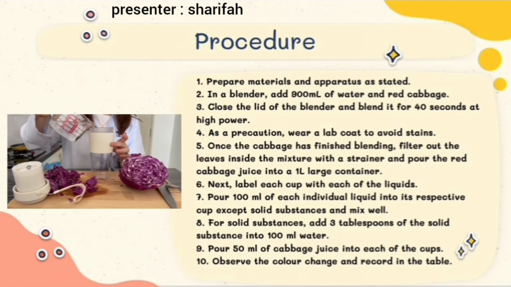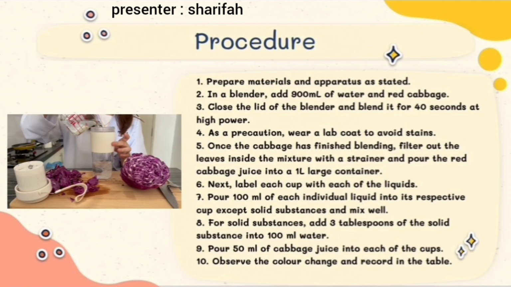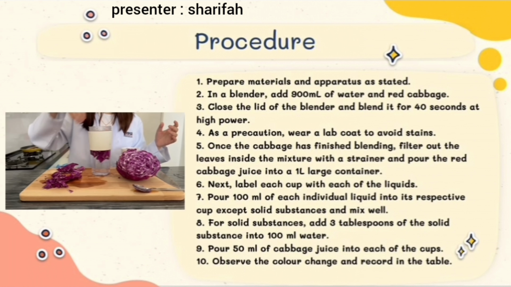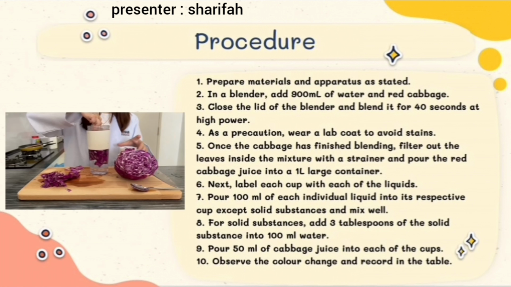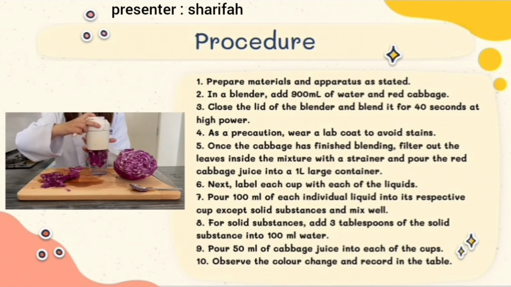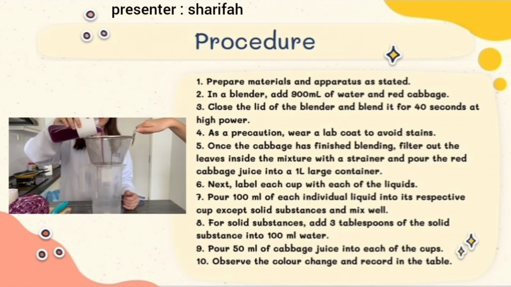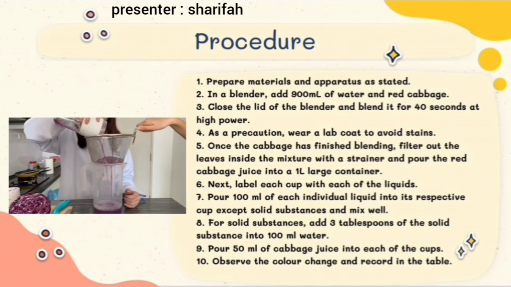In a blender, add 900 ml of water and red cabbage. Close the lid of the blender and blend it for 40 seconds at high power. As a precaution, wear a lab coat to avoid stains. Once the cabbage has finished blending, filter out the leaves inside the mixture with a strainer and pour the red cabbage juice into the 1 liter large container.